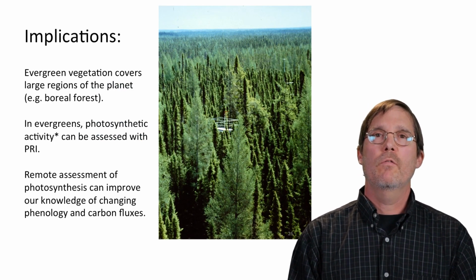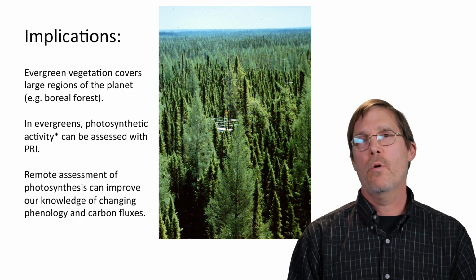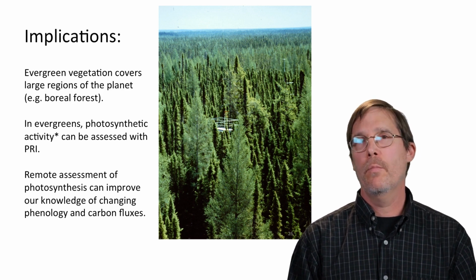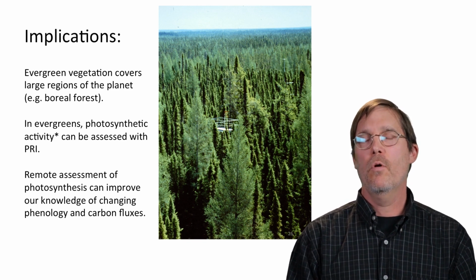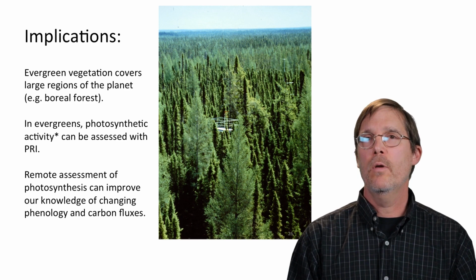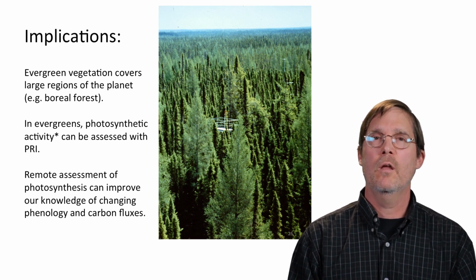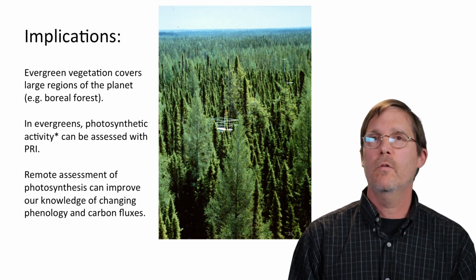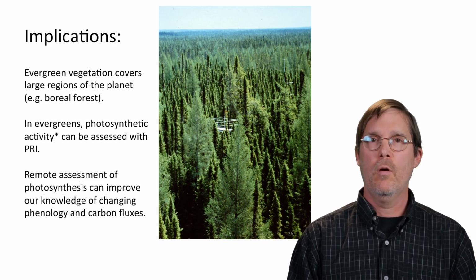So what are the implications of this? Well, when you think about evergreens, they cover a huge part of the planet. And for example, the boreal forest, about a third of the world's forests is boreal forest. And the boreal forest has a lot of conifers, and they're exposed to extreme conditions. And we now know with PRI we can detect the seasonal changes in photosynthetic activity as well as diurnal changes in photosynthetic activity. So the asterisk is to indicate that we can detect these changes at different timescales, looking at different kinds of effects with this one index, PRI.